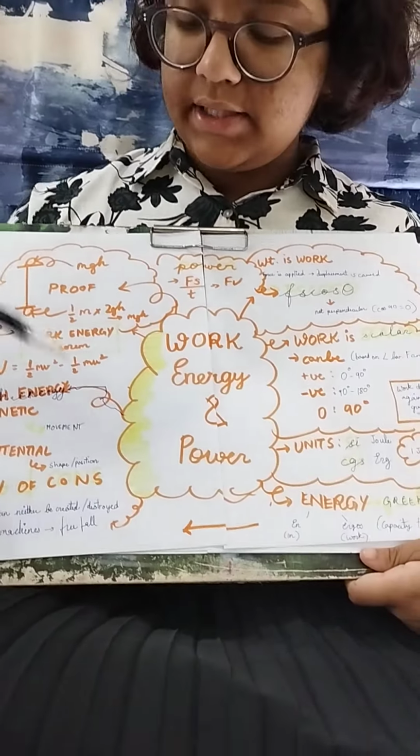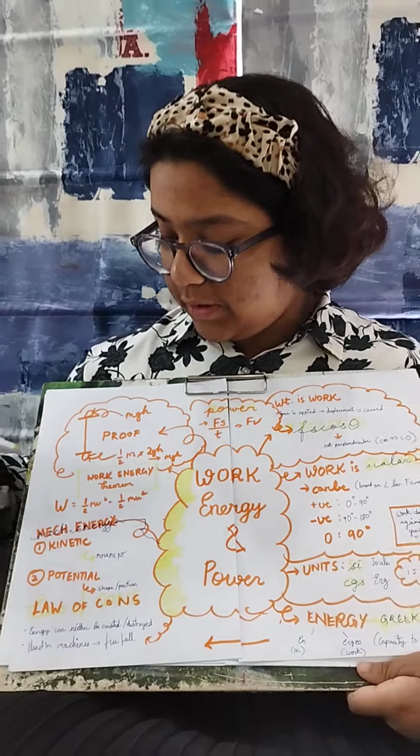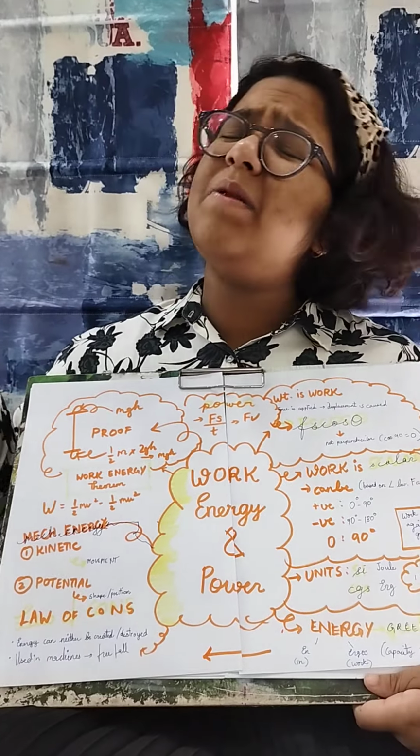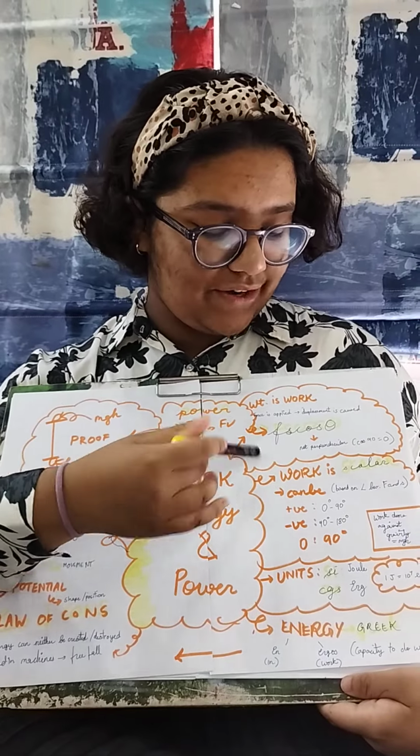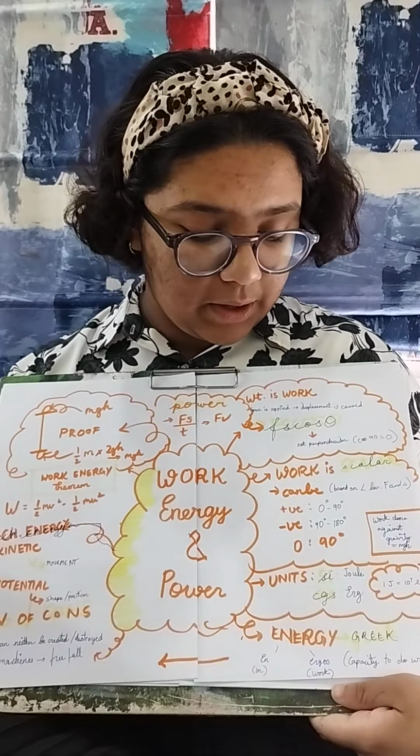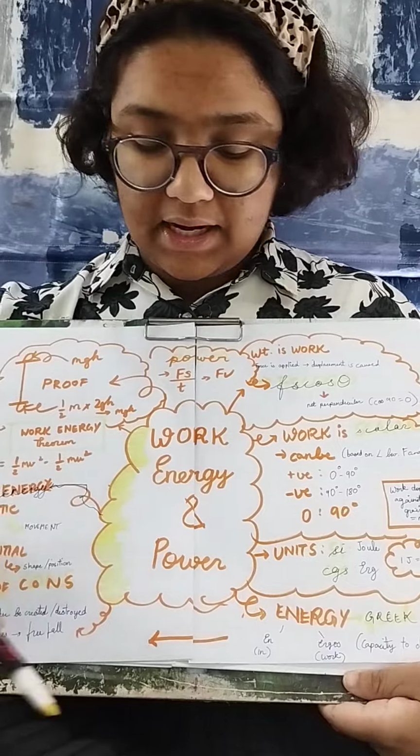Now, what are the things that mostly come in the exams? Well, the work energy theorem always comes. This will probably come as a 3 marker or a 5 marker. This is just for your knowledge. This is going to come in the 1 markers, and the units are heavily important.